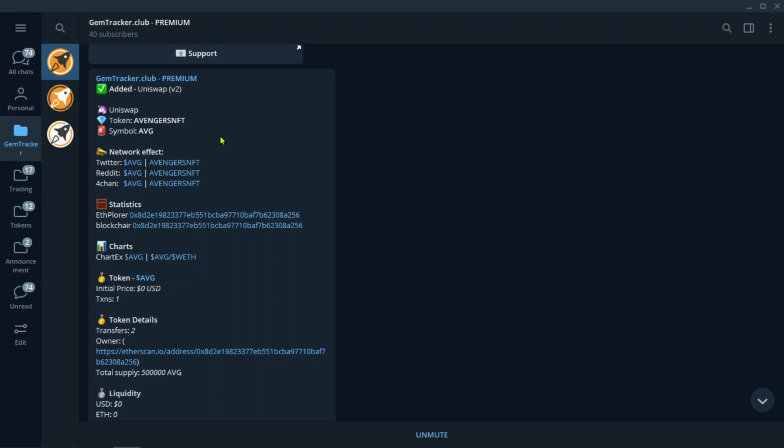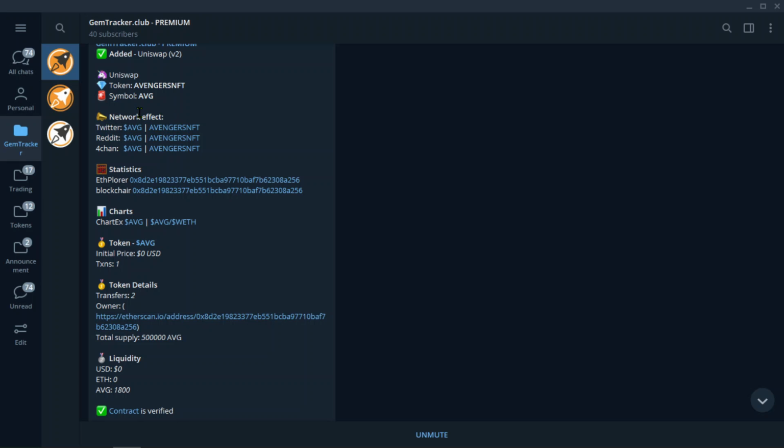The first function is the network effect. We should check if there are any official accounts on Twitter or Reddit. Using these convenient links, we can also check different social media platforms for any posts or messages about this project and try to figure out the sentiment. Is it positive, negative, neutral? Sometimes there won't be anything at all because the project doesn't exist, and that's a sign to move on to another token.